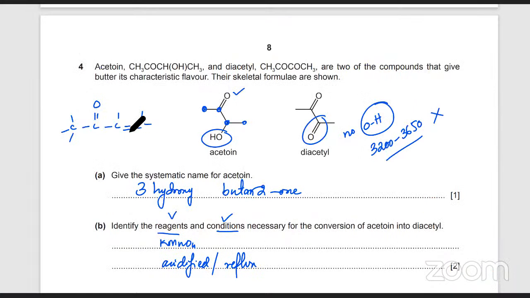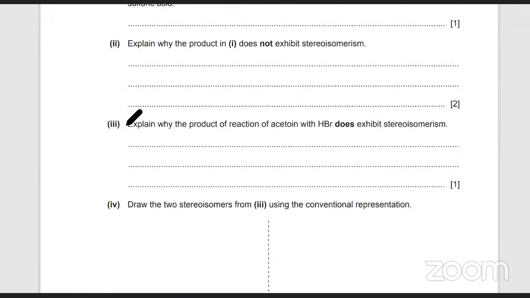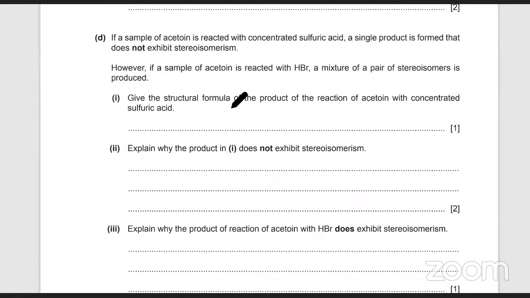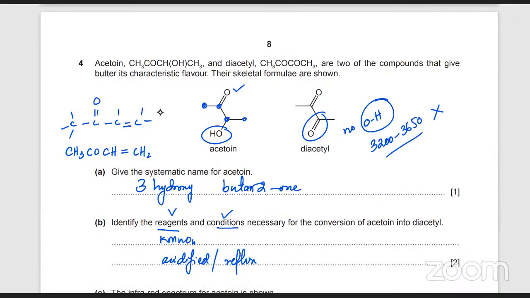So what did he ask? The name? Is he asking for the name? No, just the structural formula. So you can write this formula, or you can write the condensed version, which is CH3, CO, then CH, double bond, then CH2. And it is not showing stereoisomerism, because around the double bond, one of the carbons has two H atoms. So you won't get stereoisomers in this case.